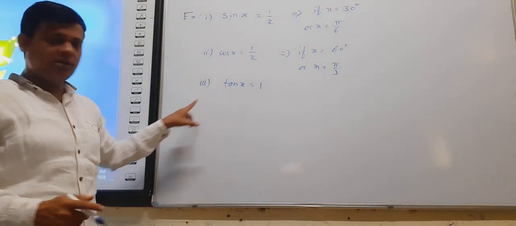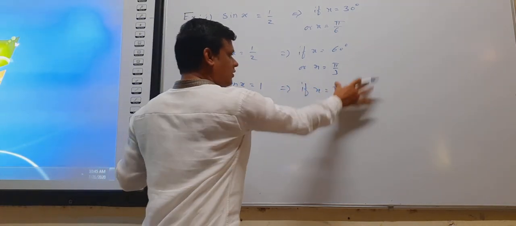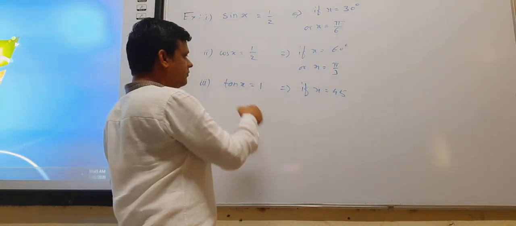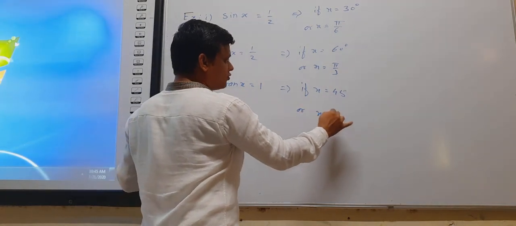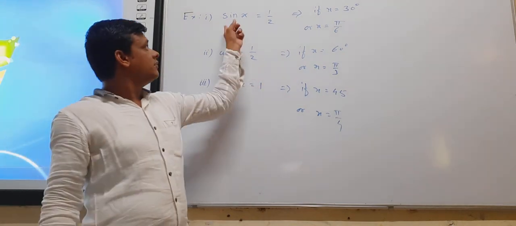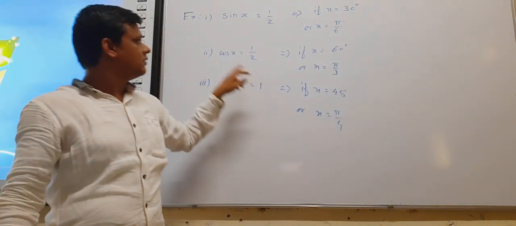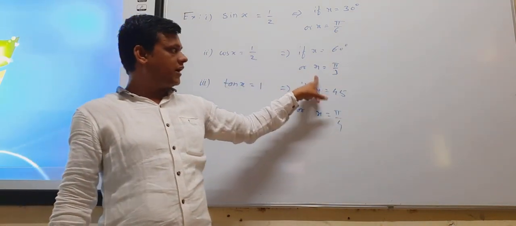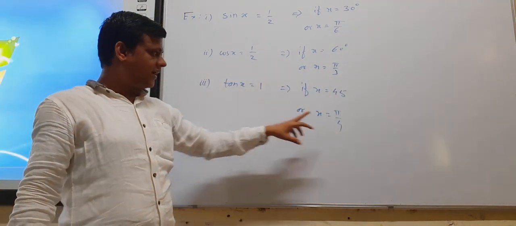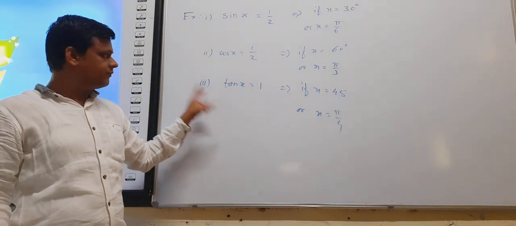tan x is equals to 1. If x is equals to 45 degree or x is equals to pi by 4, then this equation is satisfied. That means for sin x equals to 1 by 2, x is equals to pi by 6 is the solution. cos x equals to 1 by 2, x is equals to pi by 3 is its solution. For last, x equals to pi by 4 is the solution for this trigonometric equation.